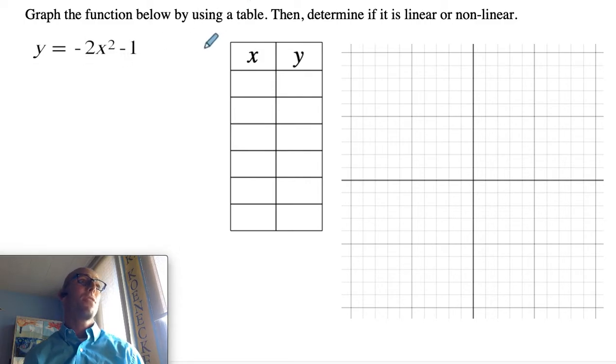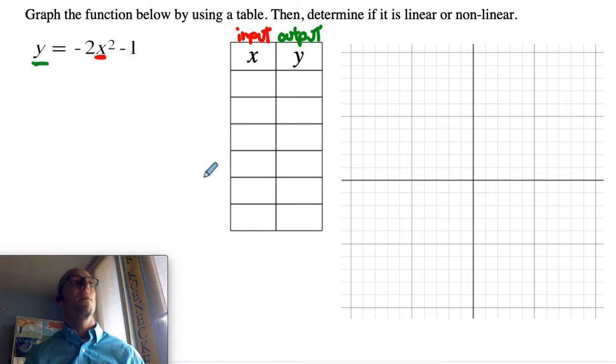Right, when I think about starting to graph this using a table, I know that my x values are my inputs. So I am going to be inputting some values right here in the function, all right? And that's going to give me, after calculation, an output. My y values are my outputs that I get from that function, all right? So my y value is going to be my output when I calculate.